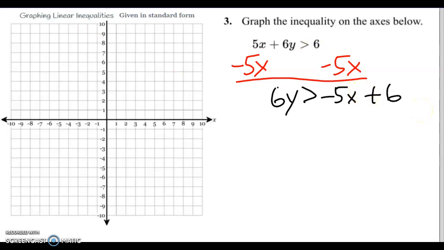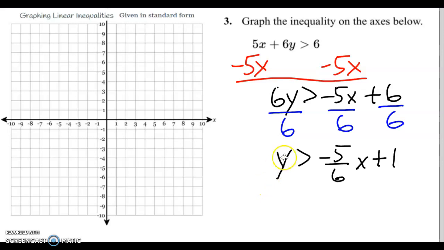Alright, next I'm going to divide by 6 and put that 6 on every single term. So it's just like converting from standard to slope-intercept form. Nothing's different. But with the inequalities, there's one slight difference sometimes. And I'm going to show you that in a minute. But here, once we divide by 6, we get y is greater than negative 5 over 6 x plus 1. 6 divided by 6 is 1.